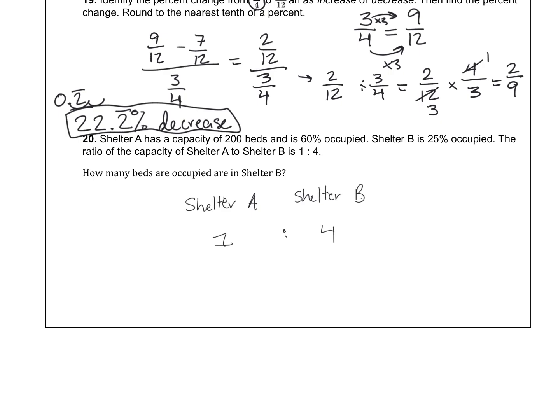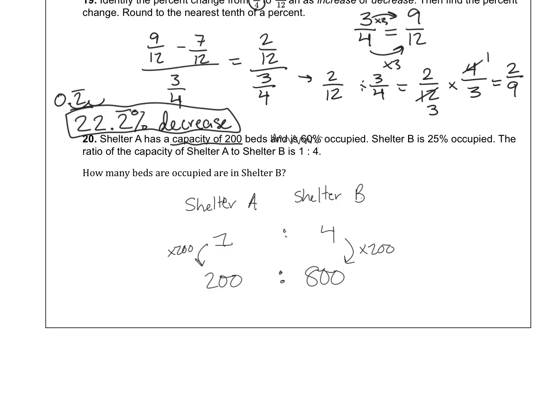If I see that shelter A has a capacity of 200, then this is really just saying, hey, times 200. Well, shelter B would just be this 4 times 200, saying I'm basically just scaling up by 200. If I have a 1 to 4 ratio, that means the total capacity of B is 800, because for every 1 bed in A, there's 4 in B. What's nice about this is we actually can get rid of some information.